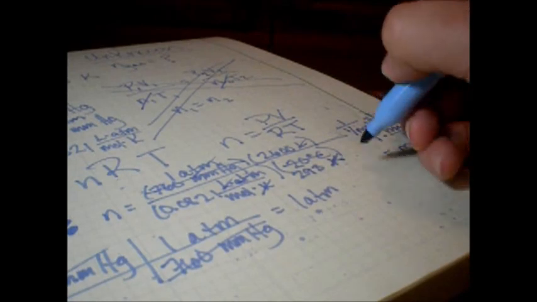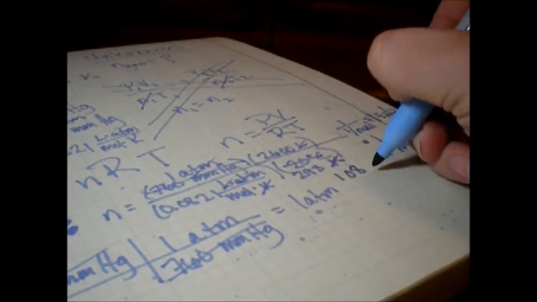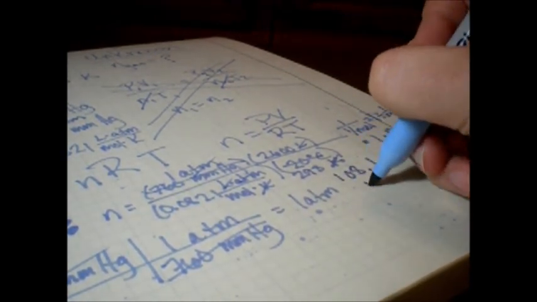So when we multiply all of this out, 1 times 2,600 divided by 0.0821 divided by 293, we get 108.1 moles.